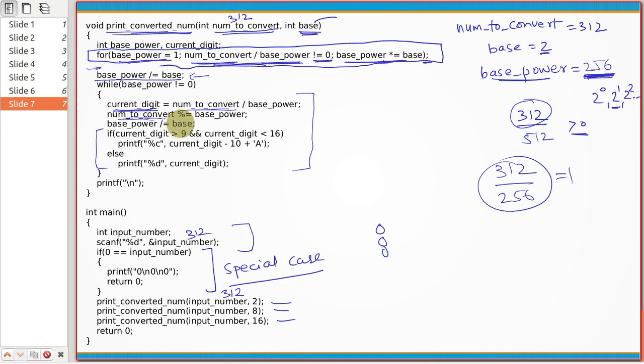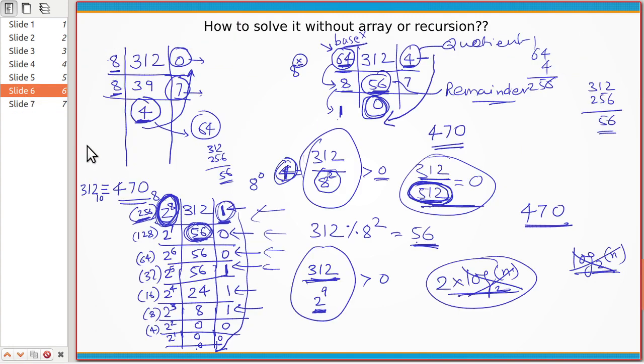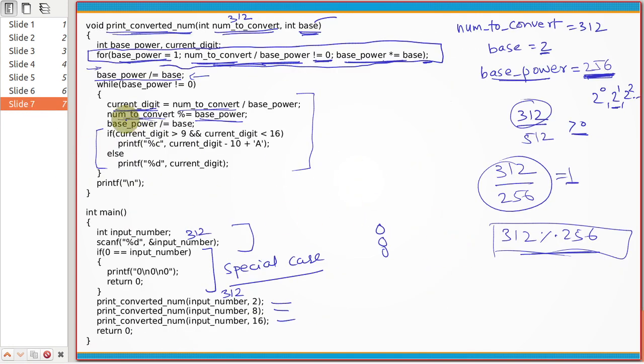So I remember that by this logic: number to convert modulo equals base power, or in other words, number to convert equals number to convert modulo base power. This is the answer, and how you get the remainder is 312 by 256. That is what I am doing here, and after getting that I am storing it back into number to convert, so that in the next iteration I will work on the answer of this, which was 56. So 56 will be stored in num to convert, and in the next iteration of the loop I will work on 56, right? And base power is base power divided by equal to base.